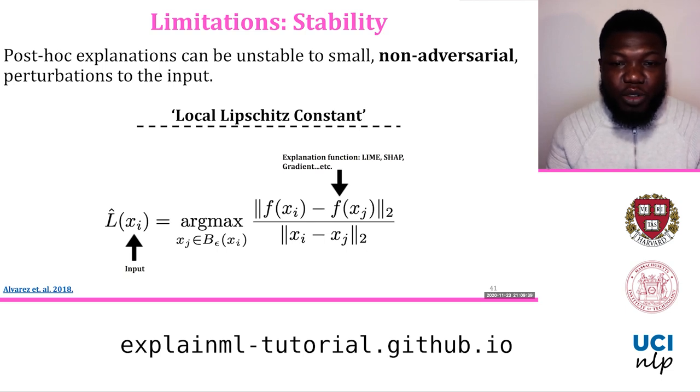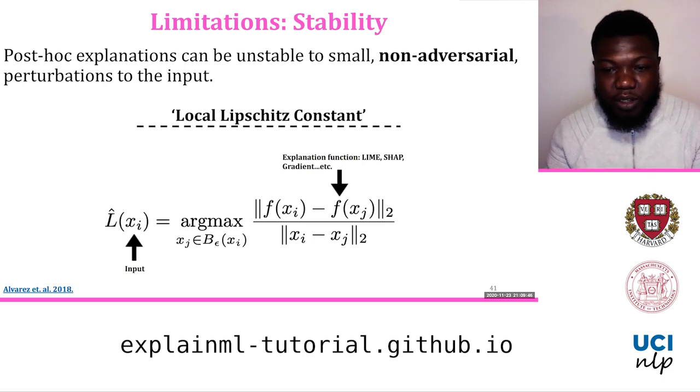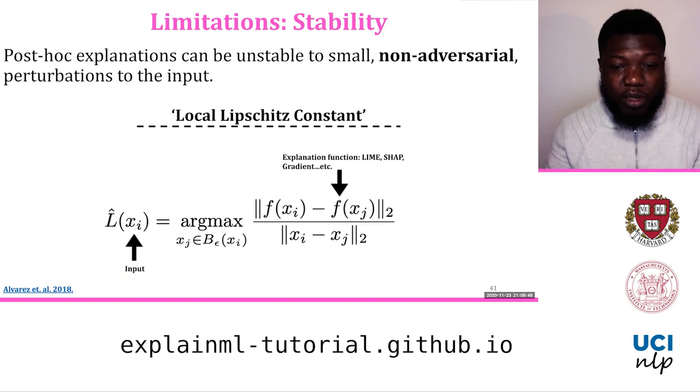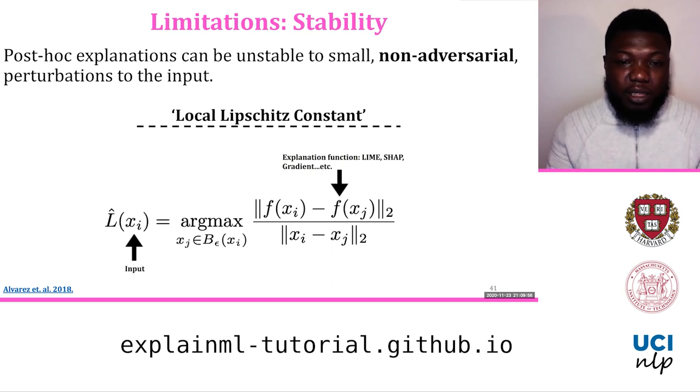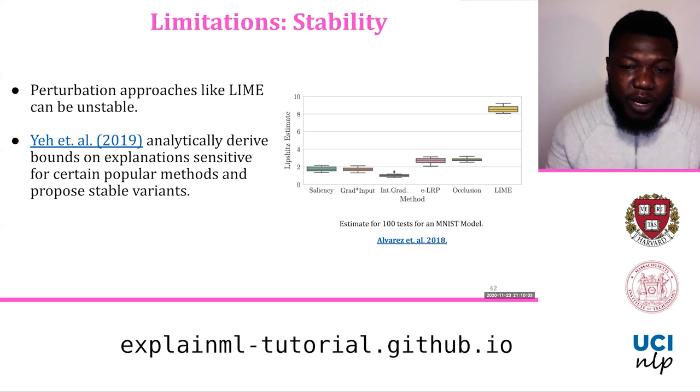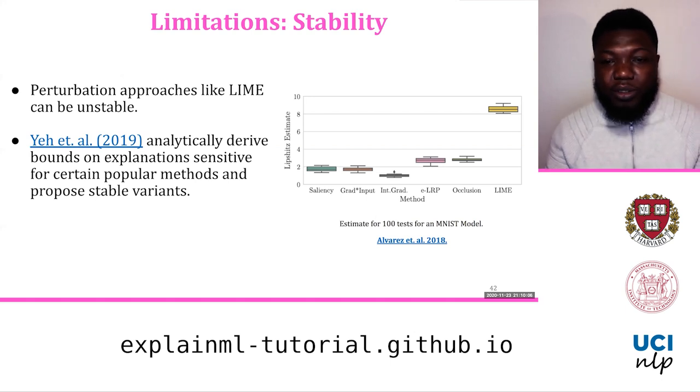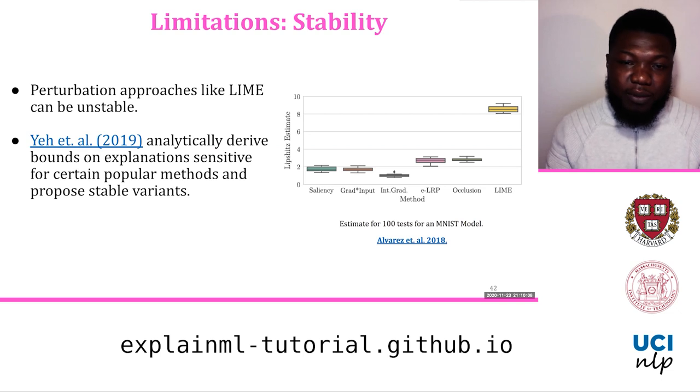And here, this is similar to a traditional Lipschitz constant in the sense that you estimate the Lipschitz constant of an explanation function like LIME, SHAP, or the gradient method around a local instance. Intuitively, we can see that if the Lipschitz constant of an explanation function is very high, then it means the explanation is unstable. And so we can empirically assess the Lipschitz constant of various different explanation methods. And the finding here from Alvarez-Melis et al. is that perturbation methods like LIME can be unstable in practice.